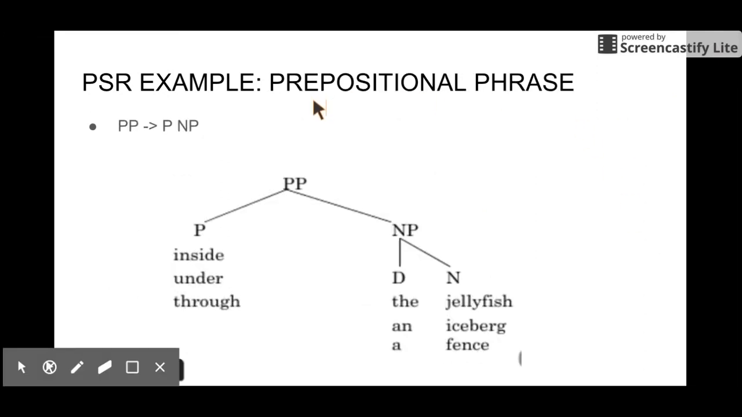Now let's take a look at the prepositional phrase. A prepositional phrase consists of a preposition word, for example inside, under, through, and another element is NP. So here, for example, we have the jellyfish. We can have a prepositional phrase: inside the jellyfish. We can have inside an iceberg as well, inside a fence, right?